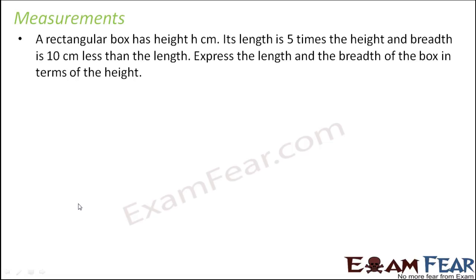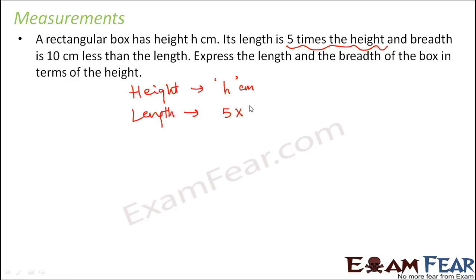Let's say that you have a box whose height is given as 8 centimeters. We have to express its length and breadth in terms of the height. In the question it says that the length is 5 times the height. So what would be the length? The length would be 5 times the height, so this is 5h. Length would be 5h centimeters.